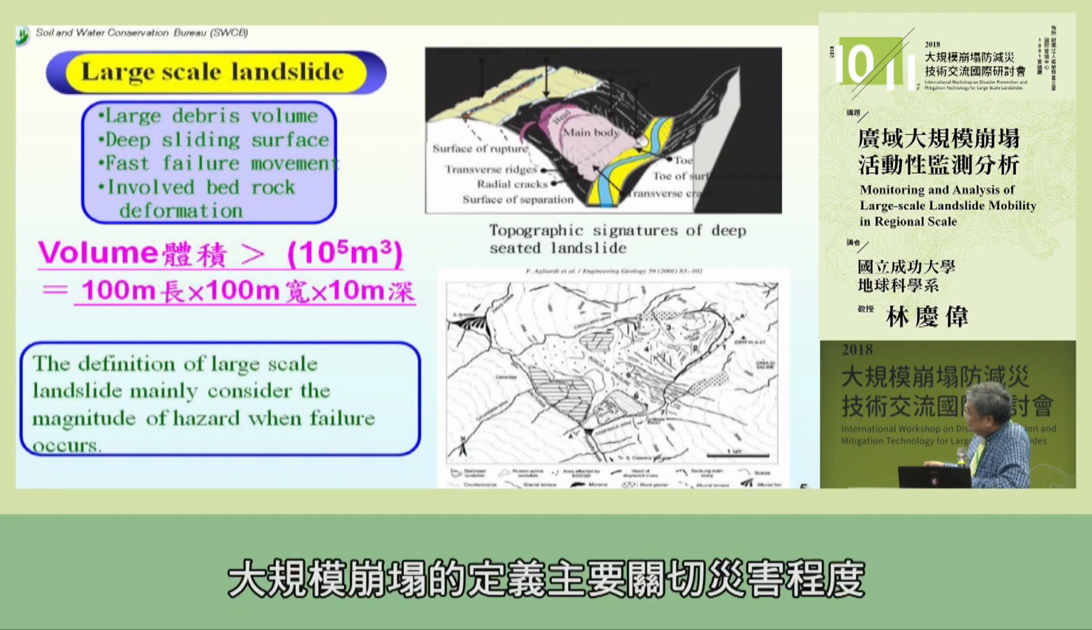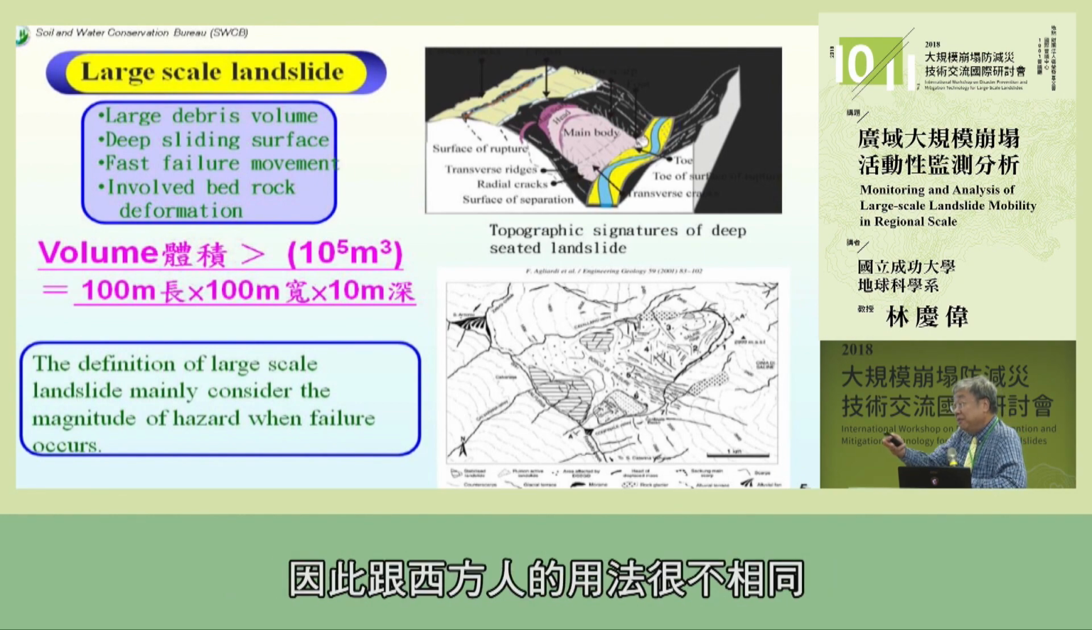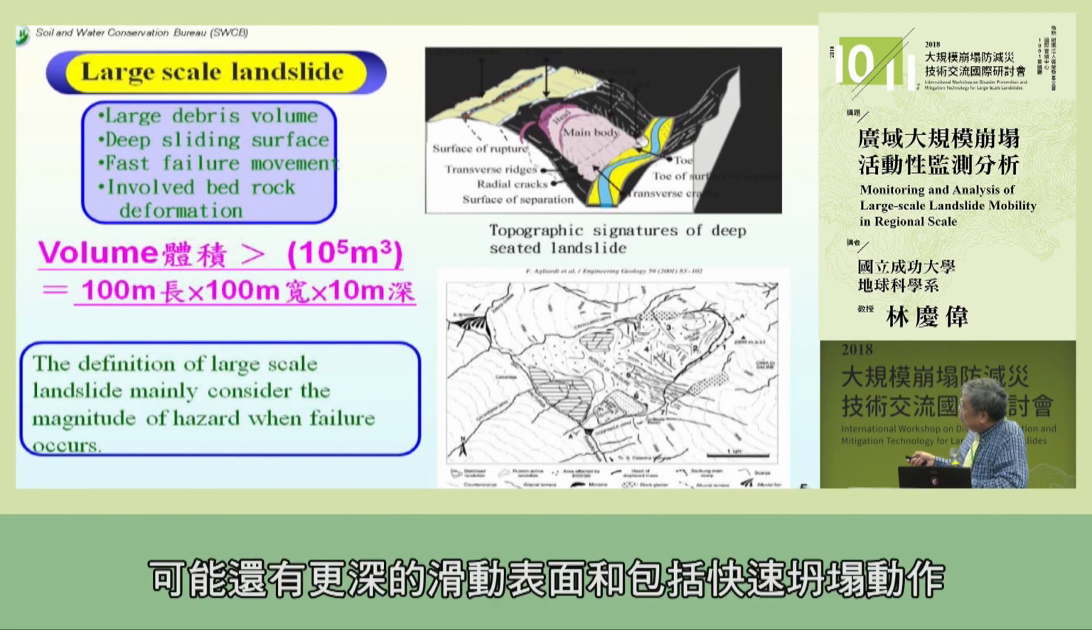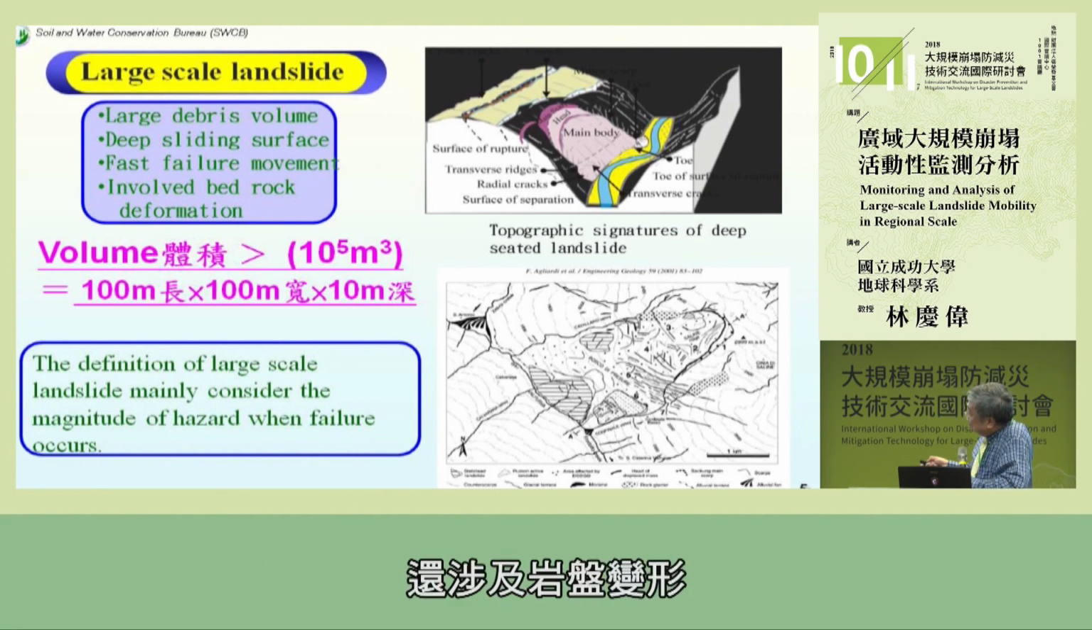At the same time, in Taiwan, we define the large-scale landslide. The definition mainly concerns the magnitude of the hazard, so it may differ from what Western people use. Here, we mean a large-scale landslide should involve a large debris volume when it fails, may have a deeper sliding surface, include fast failure movement, and also involve bedrock deformation.